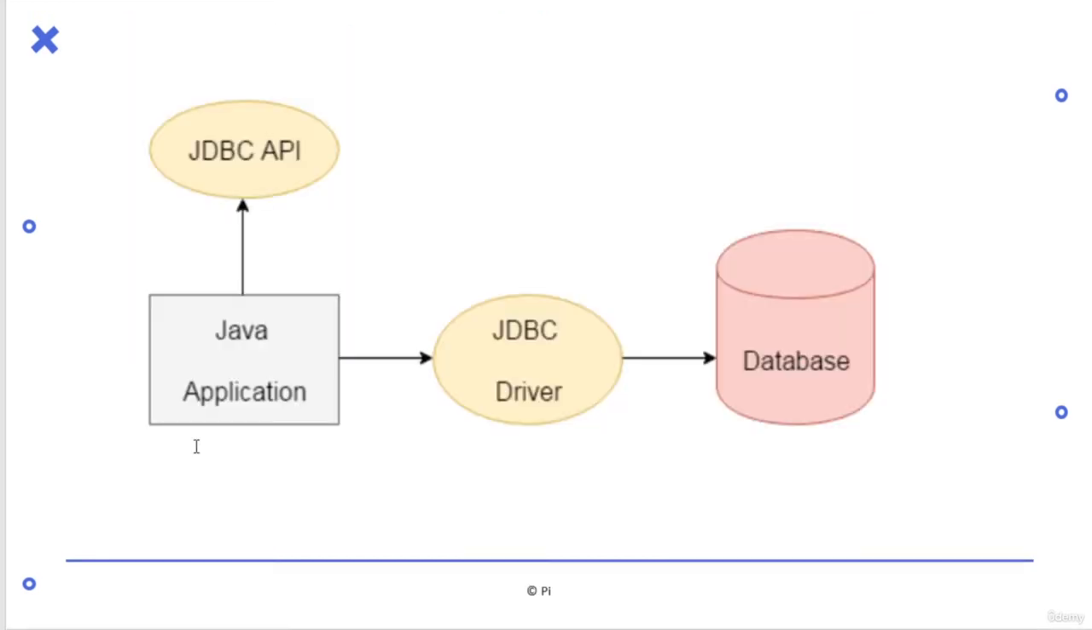So let us see what the JDBC API is. JDBC API is nothing but a Java application connector, which connects the application and the JDBC driver, and the JDBC driver connects to the database. So it will be very helpful to create a database connection.